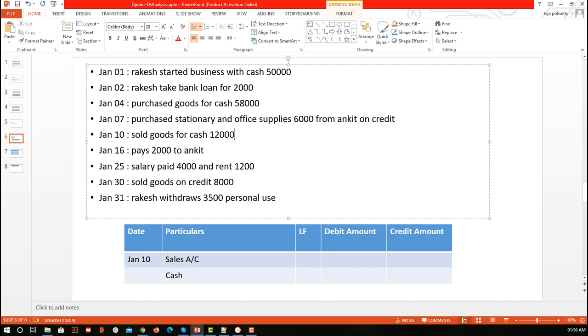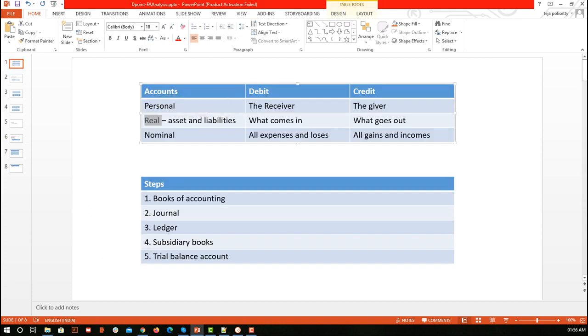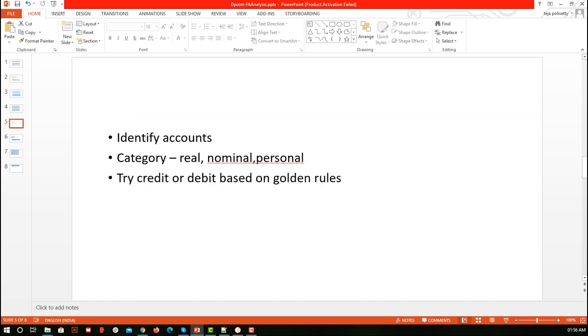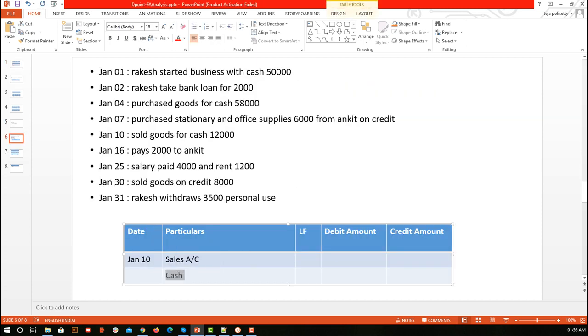So cash is a real account, we know, and we are getting 12,000 because we are selling the goods. So cash account is our real account and it is coming in. So we can say it is getting debited. So this should come first, right? Because for that we are going to write the debit. So here, since this is our debit, we can write cash account DR. Now what is the amount? 12,000.